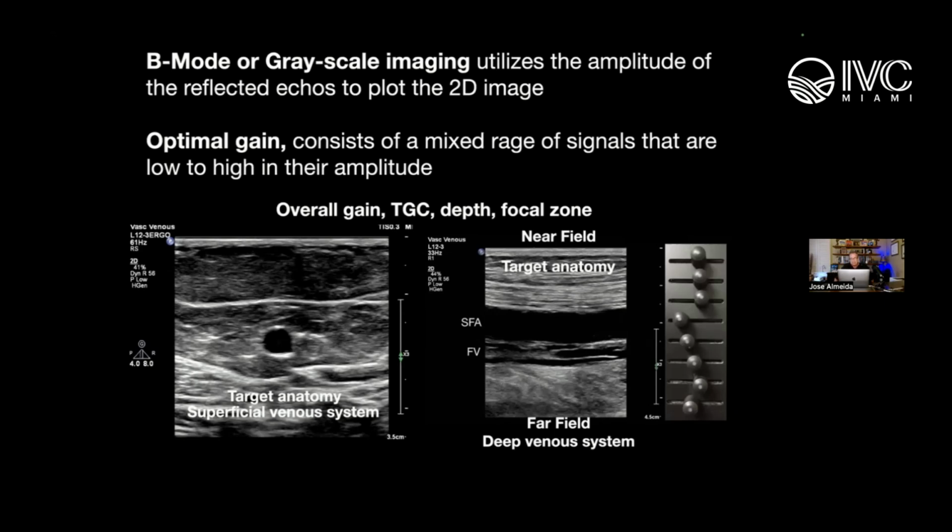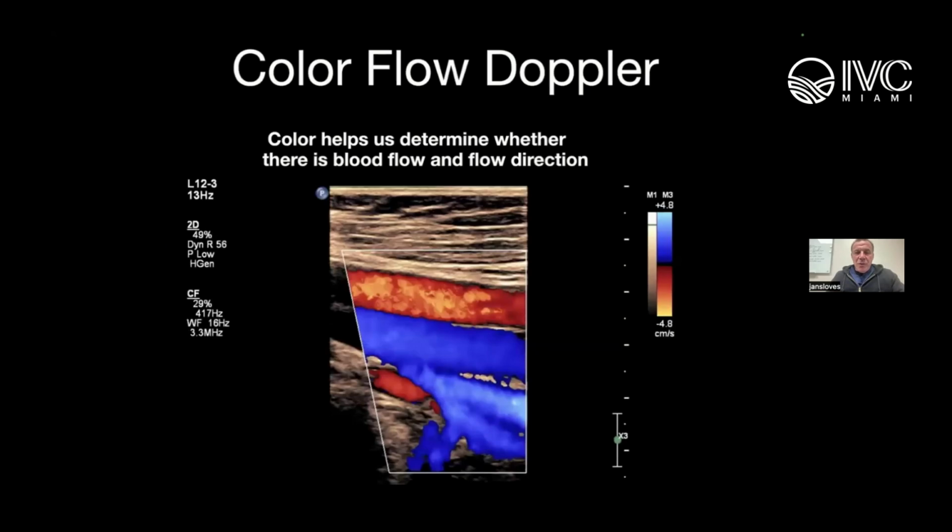Okay, keep going. Now let's go from grayscale, and we'll talk about color flow imaging. In order to have good color, you have to have a good grayscale image because you're going to lay that color over it. And at the end of the day, color helps us determine blood flow and the direction.